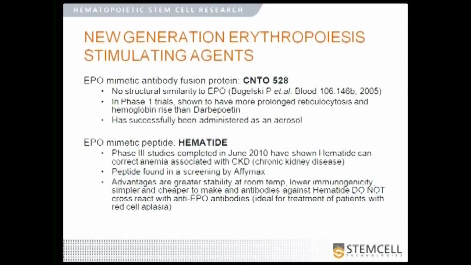More recently, some non-EPO mimetics have been successful as erythropoiesis stimulating agents. The advantage of these types of molecules is that they are not immunologically related to EPO, and therefore, for patients that develop anti-EPO antibodies and subsequently red blood cell aplasia, these molecules can be used for treatment.